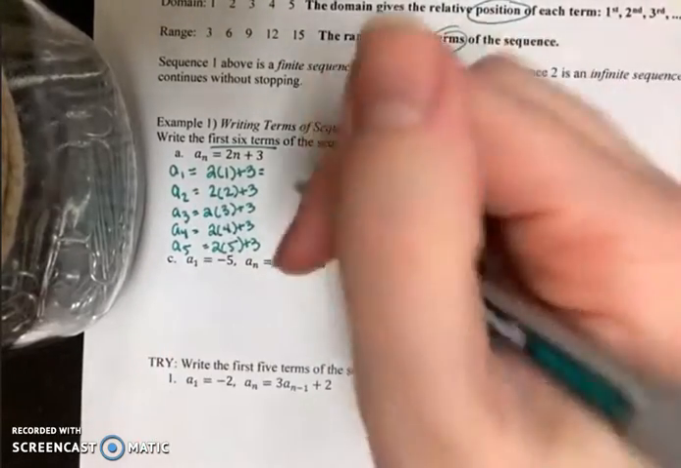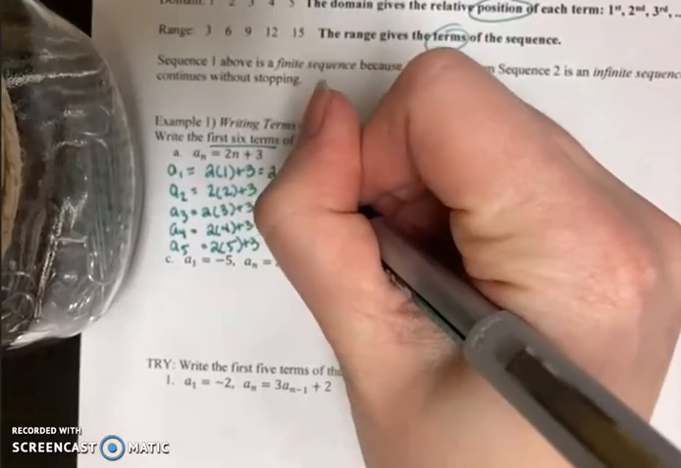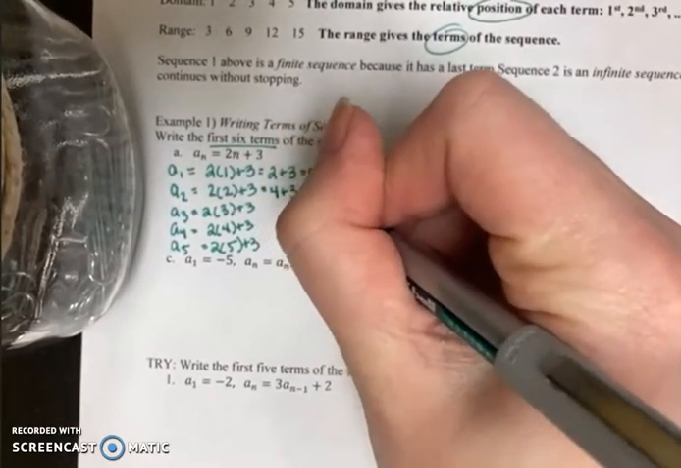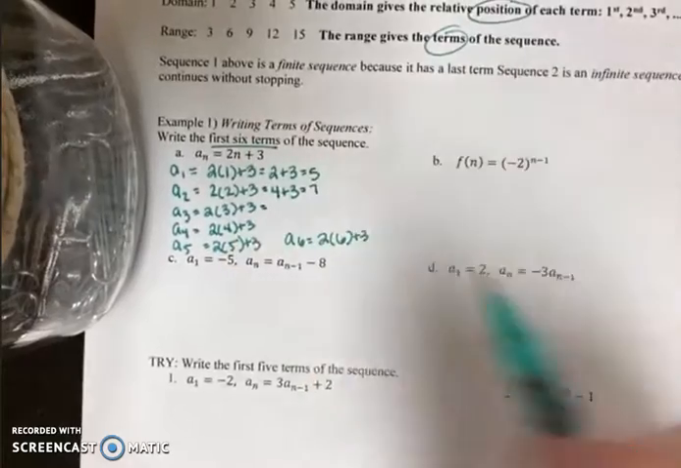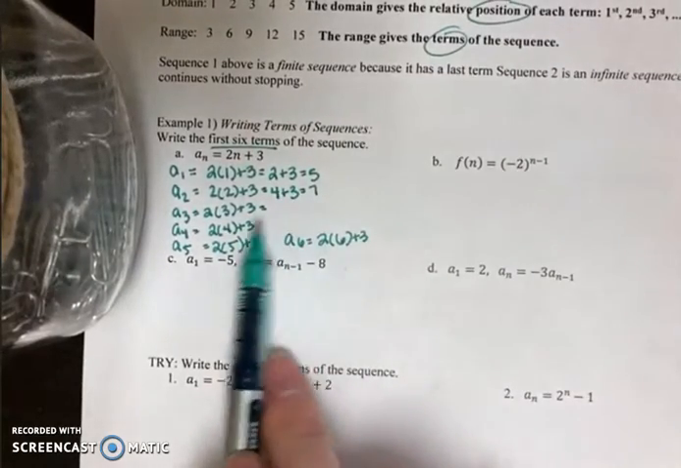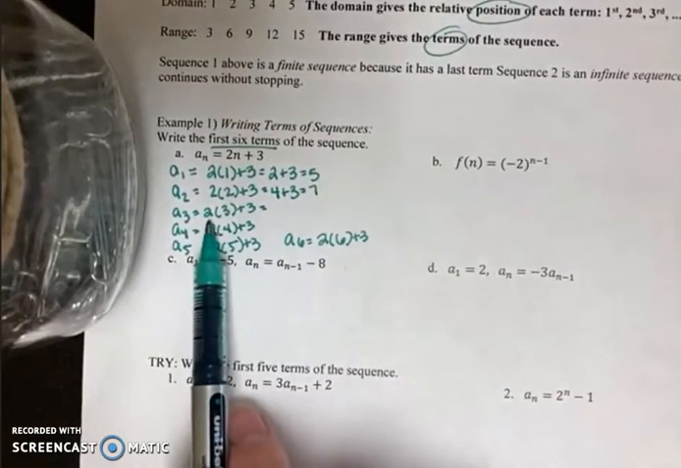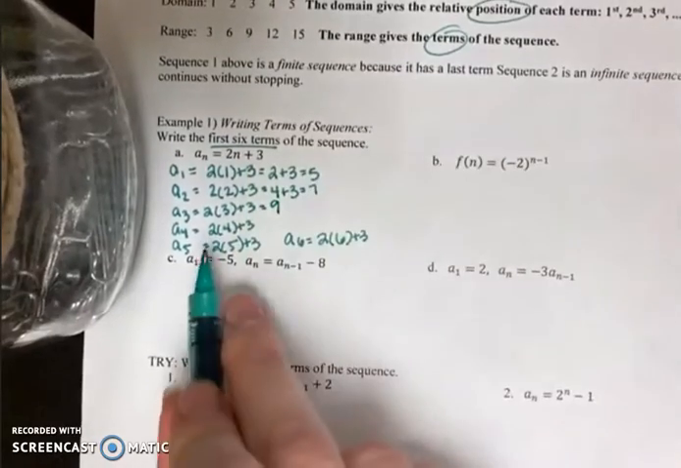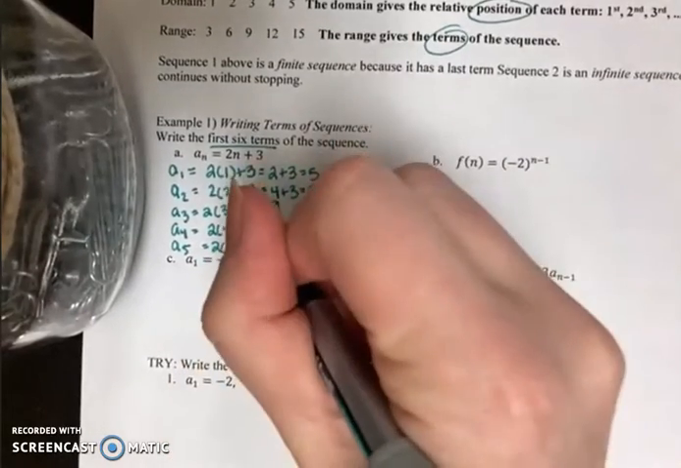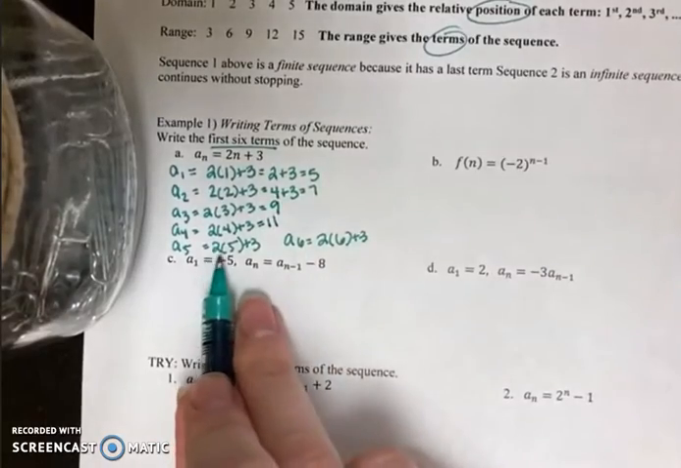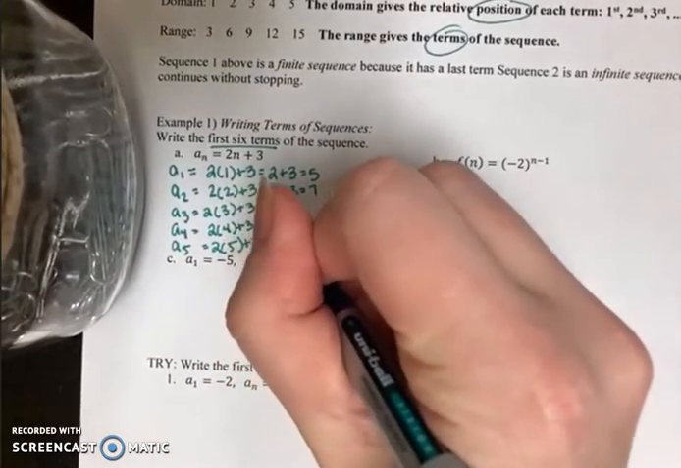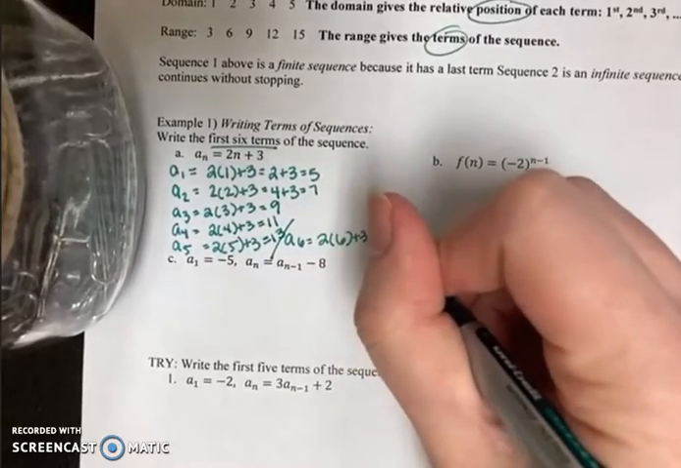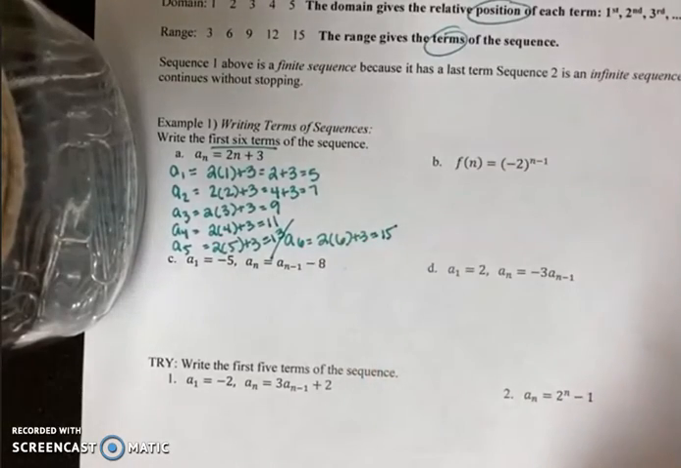2 times 1 is 2, plus 3, that's going to give me 5. 2 times 2 is 4, plus 3 will give me 7. And then at some point, you don't have to write this step each time. So here I have 2 times 3, which is 6, plus 3 would be 9. 2 times 4 is 8, plus 3 is 11. 2 times 5 is 10, plus 3 is 13. And then 2 times 6 is 12, plus 3, that's going to give me 15.